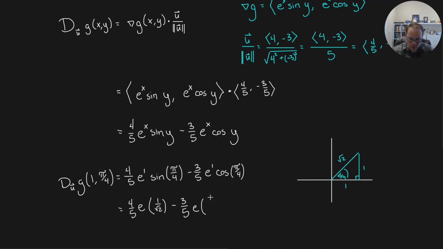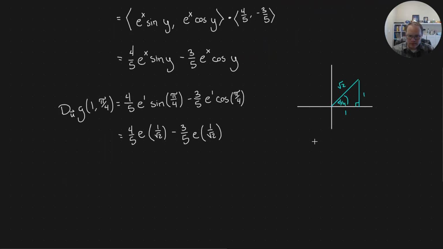And cosine of pi over 4 is also 1 over root 2. So what I'm going to do is factor out what I have in common, and there's quite a bit I have in common. I have an e in common. I have the 5 in the denominator in common. And I have the root 2 in the denominator in common.